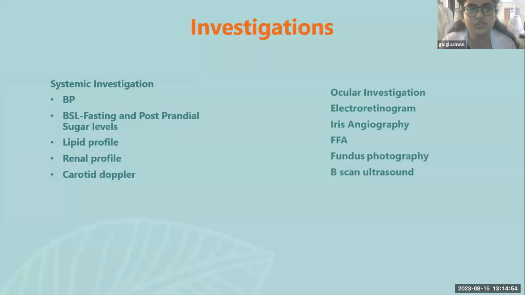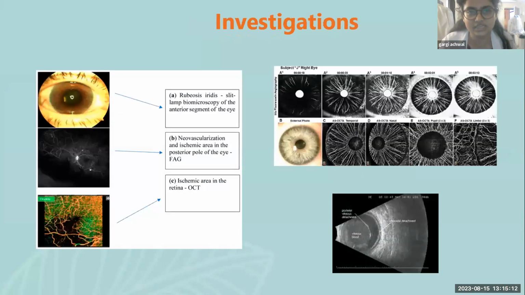In the investigation, we'll be going ahead with systemic investigations and ocular investigations. In systemic, blood pressure has to be examined, along with blood sugar levels, fasting and postprandial, lipid profile, renal profile, and carotid Doppler. Ocular investigations include electroretinogram, iris angiography, fundus fluorescein angiography, fundus photo, and B-scan. These are the images of the various investigations which we should be going ahead with.